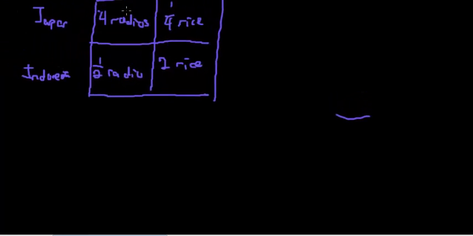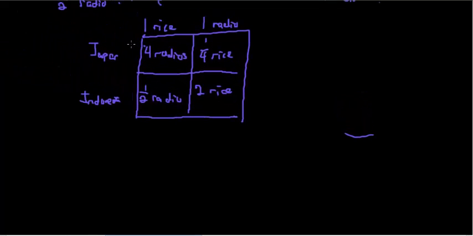So we have our little table here, and now you can see clearly that the opportunity cost of producing 1 pound of rice for Japan is 4 radios, and the opportunity cost of producing 1 pound of rice for Indonesia is 1/2 of a radio. So we see that the opportunity cost for producing rice is much higher for Japan than it is for Indonesia.